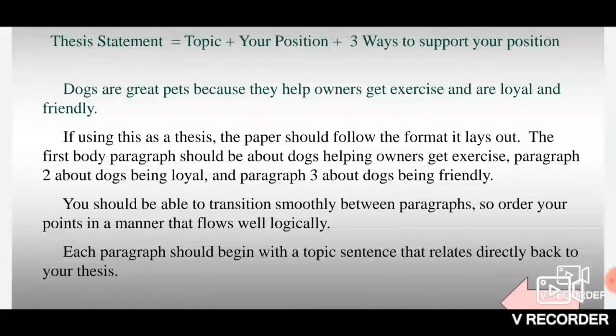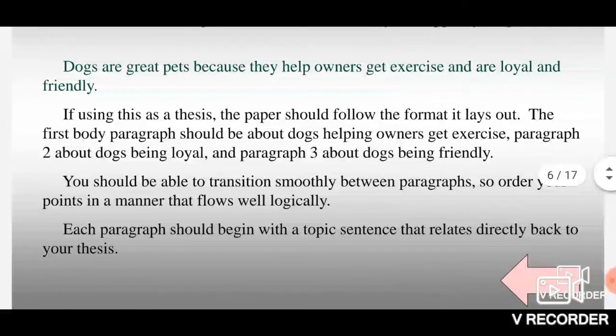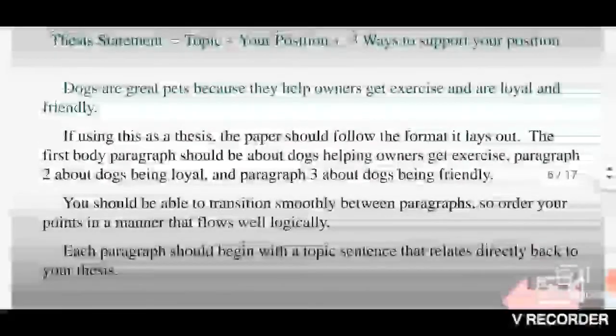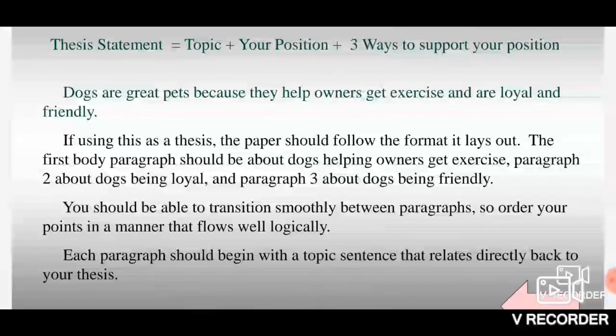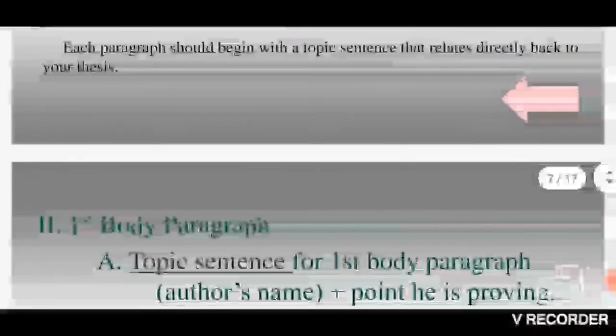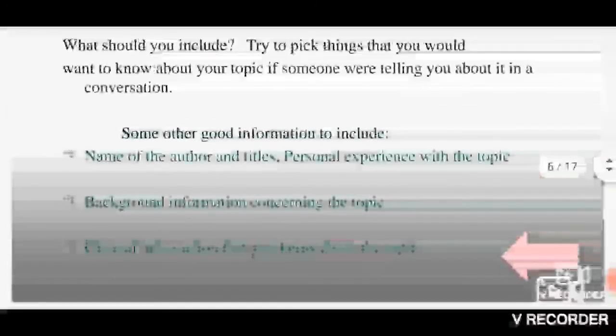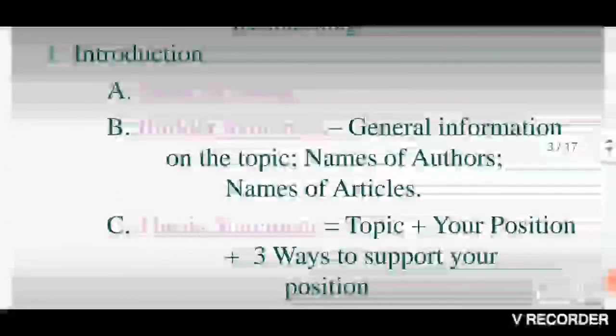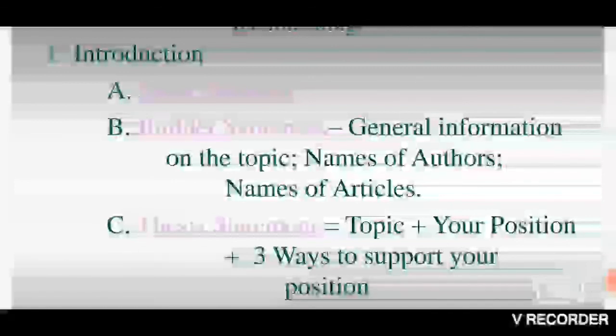You should be able to add transitions smoothly between paragraphs, so order your points in a manner that flows well logically, and each paragraph should begin with a topic sentence that relates directly back to your thesis. So when we start looking at the body paragraphs, you're going to recognize that each topic sentence refers back to the positions that this person has on the fact that dogs are great pets. If you have any questions on the introductory paragraph, you need to go ahead and reach out to me, either through email or direct contact. But as you can see, an introductory paragraph has a hook sentence, builder sentences, and a thesis statement.